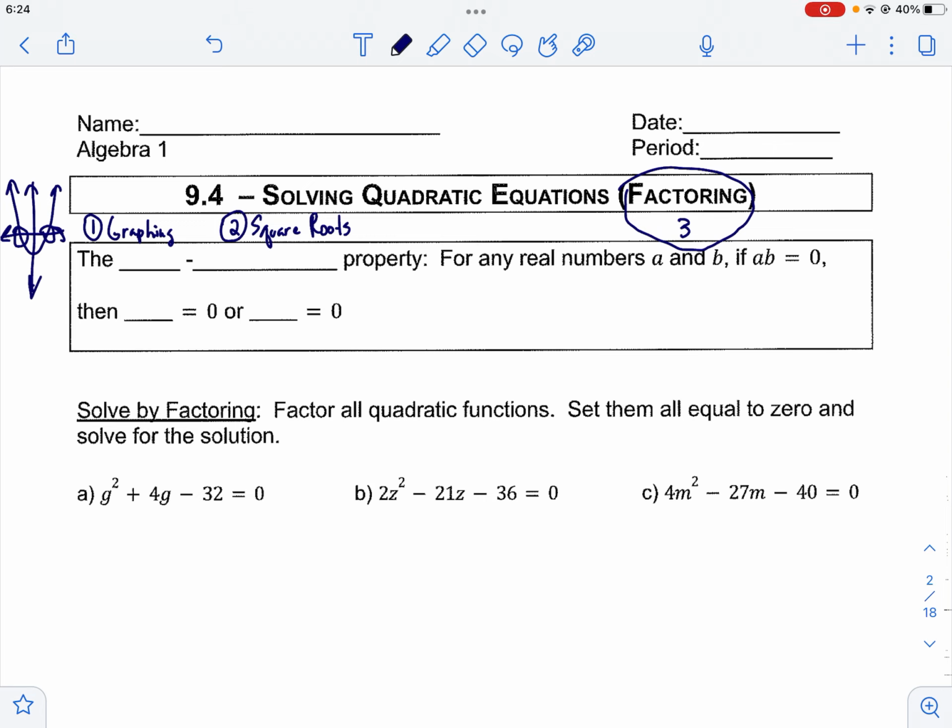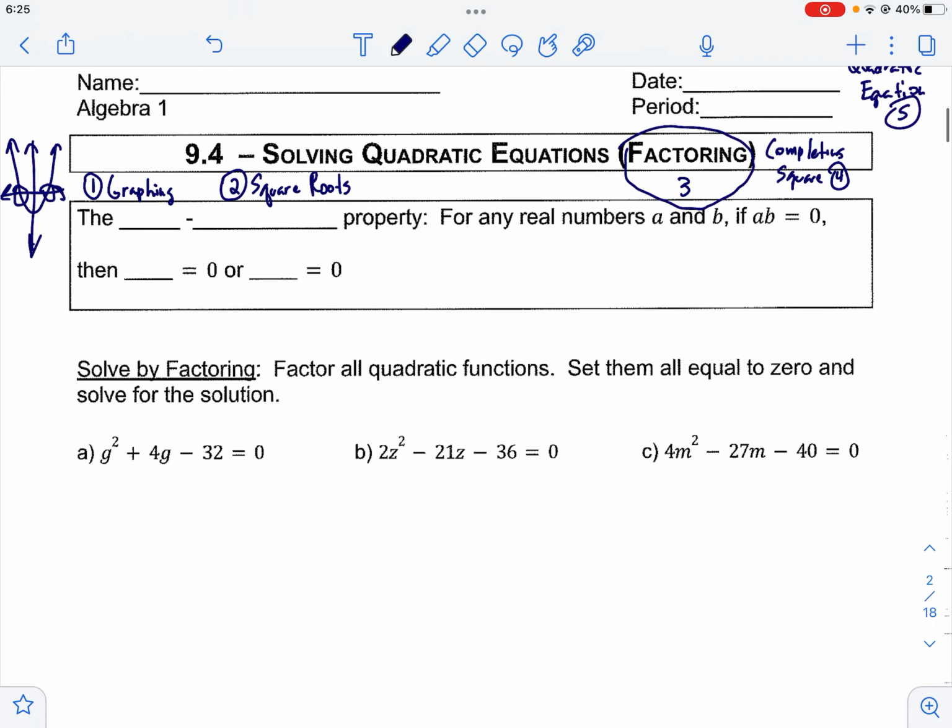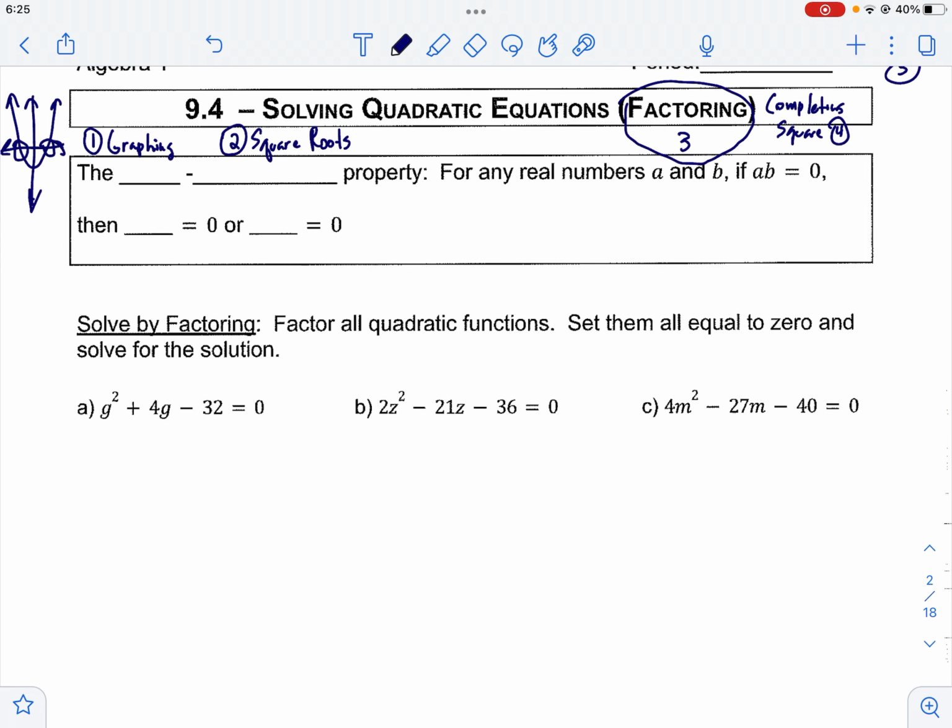The third method we're going to learn today is called factoring. And then we'll learn the final two methods. The first is called completing the square, and we'll talk about that tomorrow. And next week we'll talk about something called the quadratic formula, and that'll be our fifth method. It's important to start thinking about and remembering all five of the methods, especially the ones that we've already learned, so that you can pick the best method. And that's something we'll really focus on at the end of the unit.